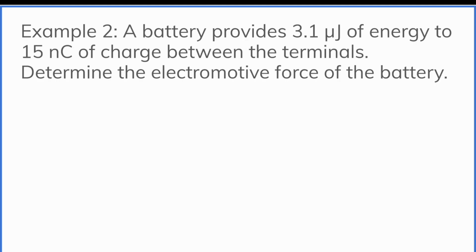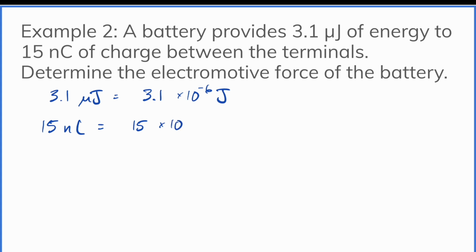Example 2, a battery provides 3.1 microjoules of energy to 15 nanocoulombs of charge between the terminals. Determine the electromotive force of the battery. All right, so we have an amount of energy here. We have 3.1 microjoules, which is the same as 3.1 times 10 to the negative 6 joules. And then we have 15 nanocoulombs of charge, which is 15 times 10 to the negative 9 coulombs. If we want to calculate the EMF, we have to divide the amount of energy by the amount of charge. So we do 3.1 times 10 to the negative 6 divided by 15 times 10 to the negative 9.